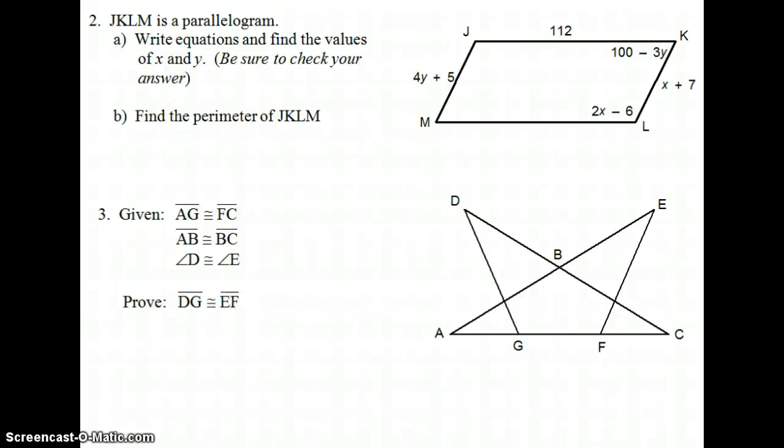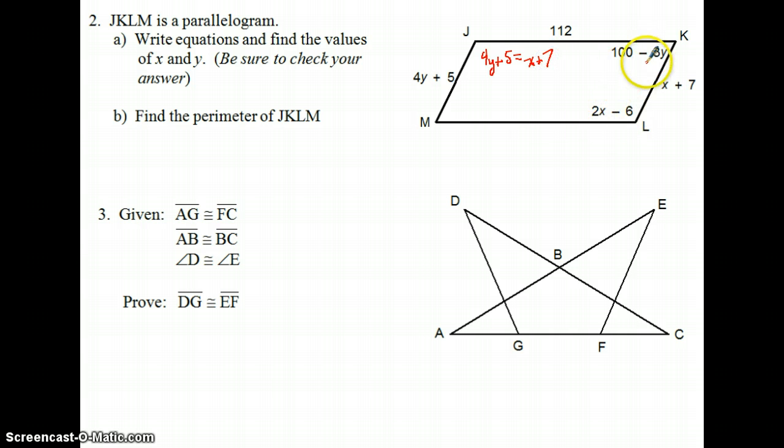Okay, JKLM is a parallelogram. Oh, that's a huge fact. Write equations and find values of x and y. Oh yeah, this is an awesome little system. First of all, there's x and y involved in sides, and there's x and y involved in angles. So the sides equation is that 4y plus 5 is equal to x plus 7, because those are opposite sides of a parallelogram.